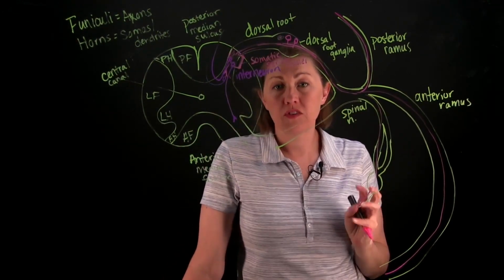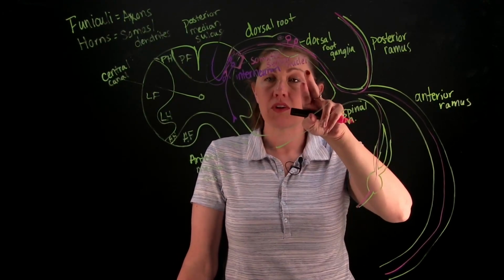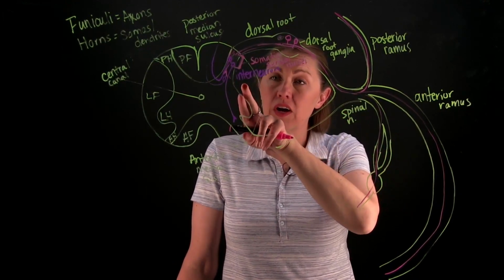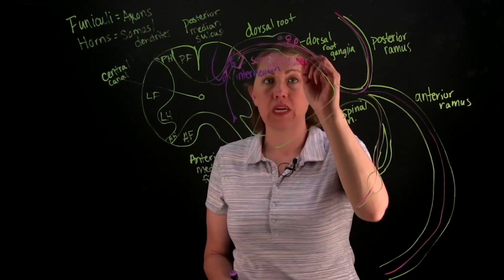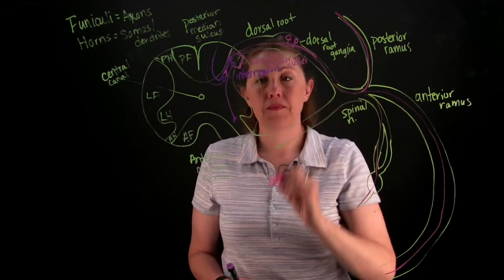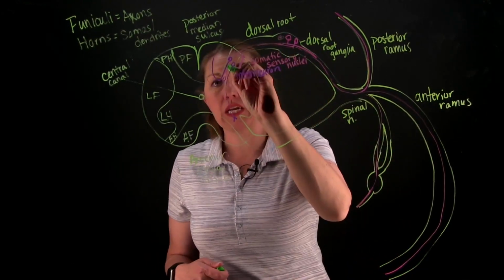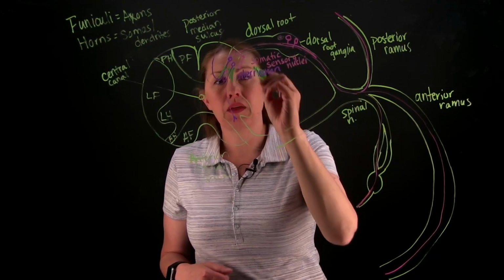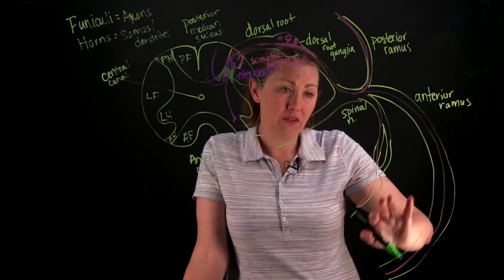Remember, nuclei are just clusters of somas inside of the central nervous system. So the somatic sensory nuclei are where we have neurons, specifically interneurons, that get information from somatic sensory neurons. If you're not aware of it, that would be this region here. So here to here. I'll color it in a little bit.